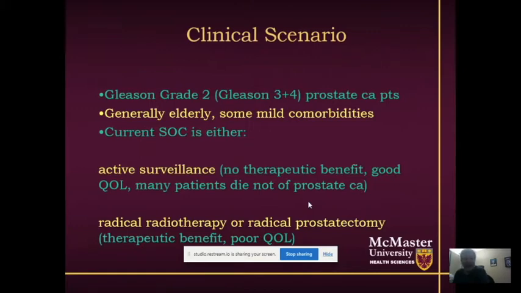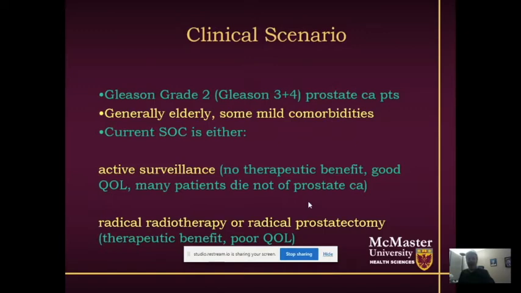Basically, there's no real therapeutic benefit at the time. They just follow them up and will potentially have repeat biopsies, follow their PSA. Again, because the men are generally elderly in this population, a lot of these patients will die not of prostate cancer, so active surveillance is believed to be a good potential option for these patients. The other standard of care option is radical radiotherapy or radical prostatectomy. Now, there's a definite therapeutic benefit, but there's a lot of side effects, greatly affecting the patient's quality of life.